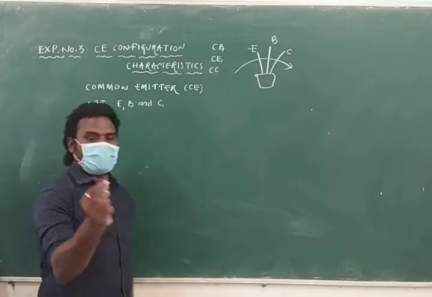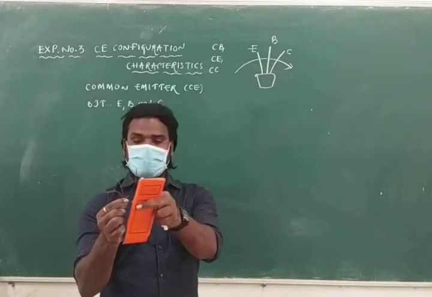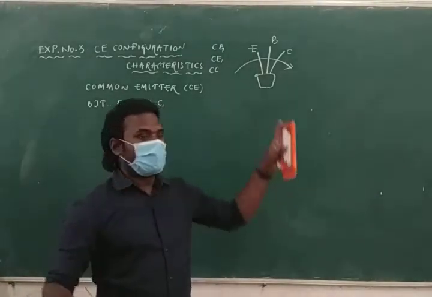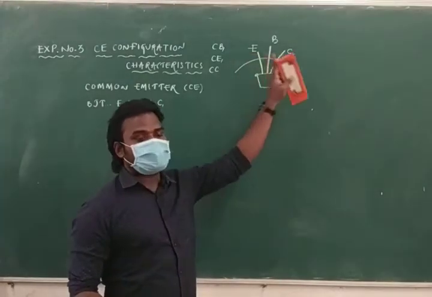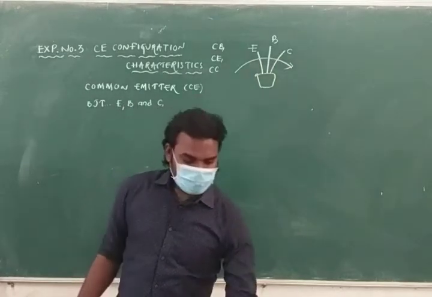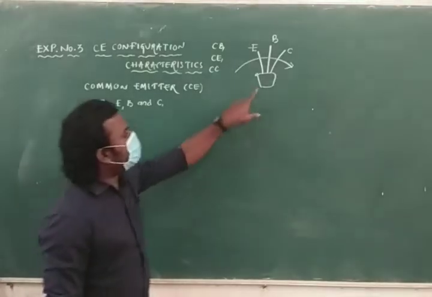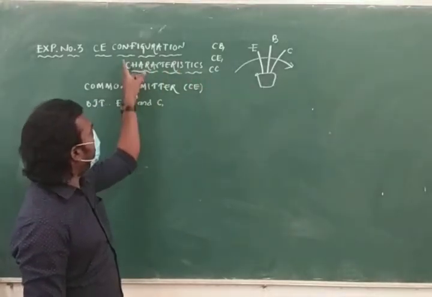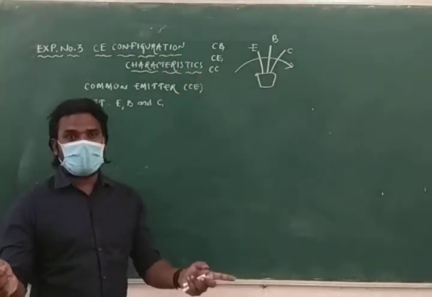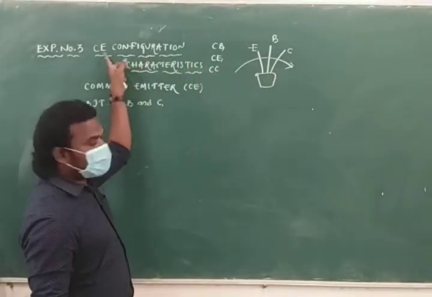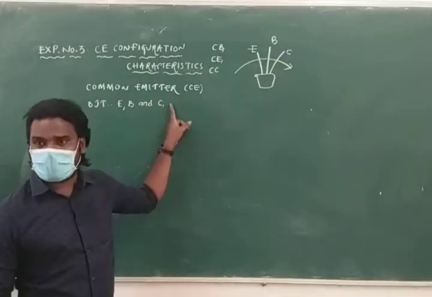We have to hold it like this. The terminal which is very near to the notch is called emitter. The next terminal is base, the next terminal is collector. Now I have identified the three terminals. Then I have to connect this transistor in which connection? CE configuration, in which emitter has to be common for base and collector.